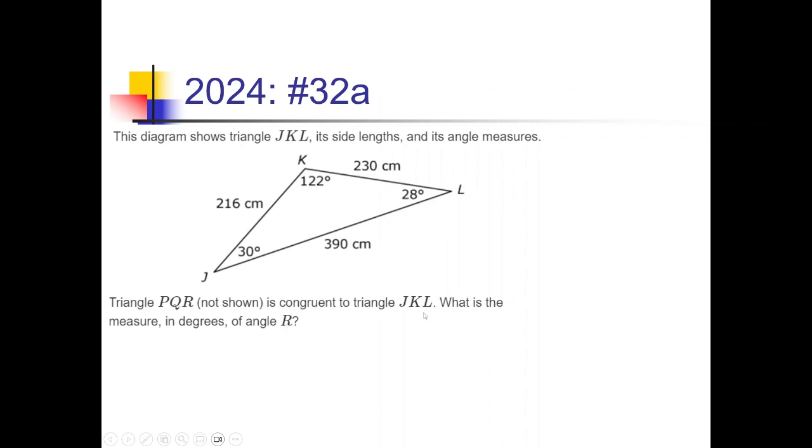So the way that these are written, the order of the letters tells us which angles are congruent with which other angles. For example, since R is in the third position after P and Q, that means that the congruent angle is going to be angle L, because L is also in the third position the way these are written. So if R and L have the same measure, if they're congruent, and L right here in the diagram is 28 degrees, that means R must also be 28 degrees.